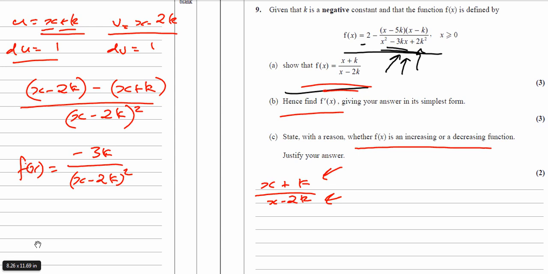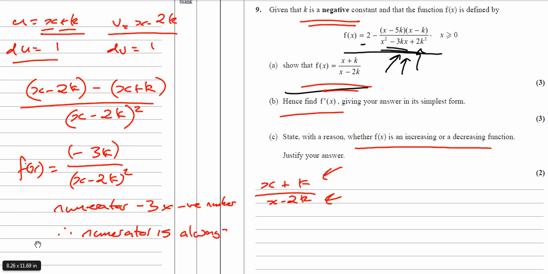So if we know that k is a negative constant, then this is going to be minus 3k times, and k is negative, so the numerator is going to be minus 3 times by a negative number. Therefore, the numerator is always positive.